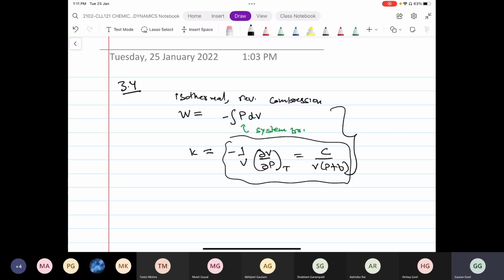PdV. Okay, so that's what you will do. You cancel out V, multiply both sides by P, and then take your dP on the other side. All of this I'm doing at constant temperature. Because my process is isothermal, the partial derivatives here are being treated as ordinary derivatives. So this is what you will end up getting.